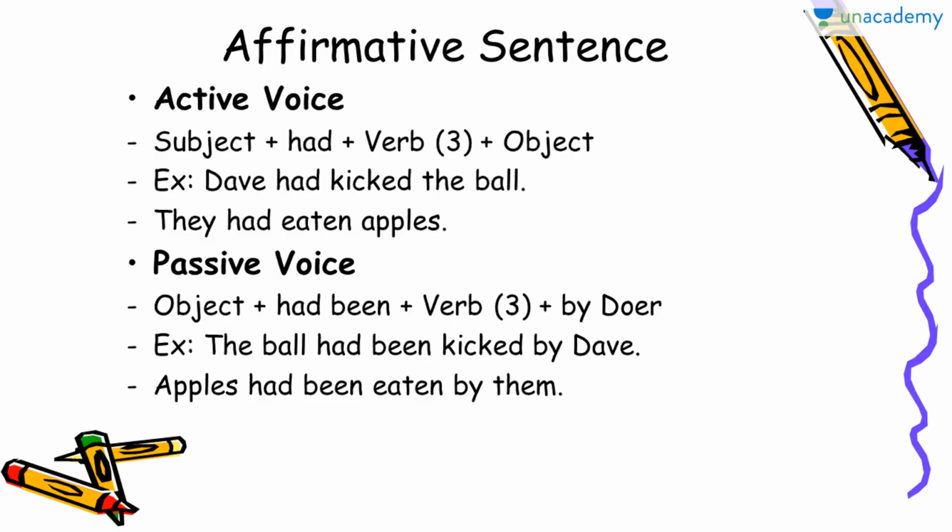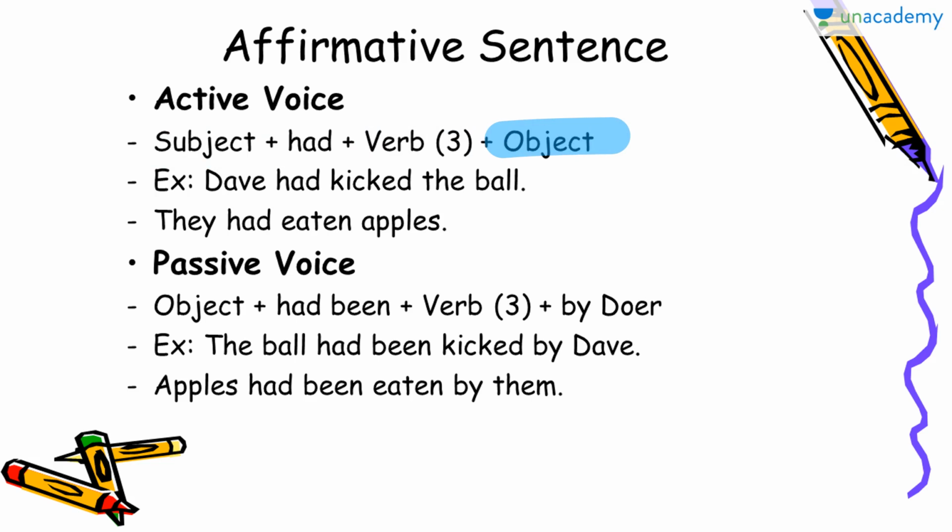Coming on to the first kind of sentence, which is affirmative sentence. General statements or positive statement sort of sentences come under affirmative sentence. In active voice, if we are making a sentence in past perfect tense, it will start with subject, the one who is doing the work or the action, then had, then a verb third form, and then object.